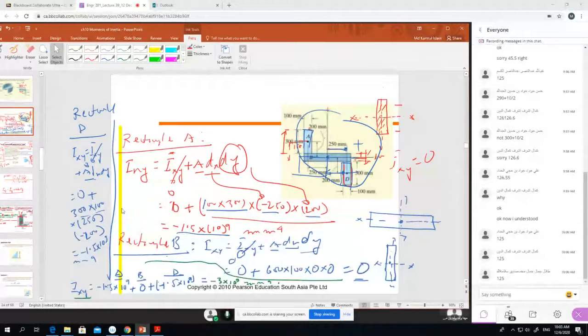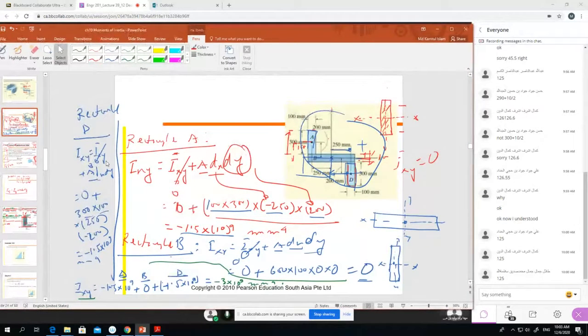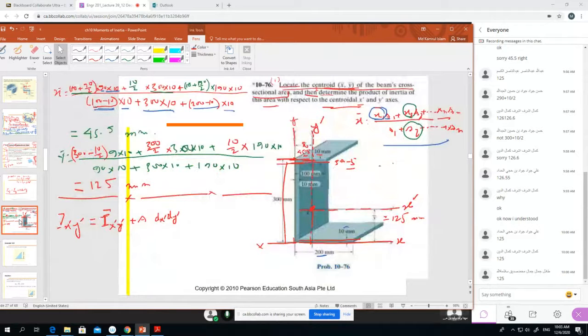In the rectangle example we had 3 sections A, B, D, and for A we did this, for B we did this, and for D we did this, and finally we summed them up and got the result. Similarly here, how many sections do we have? We selected 3 sections. Section 1 is this one, section 2 is this, and section 3 is this.